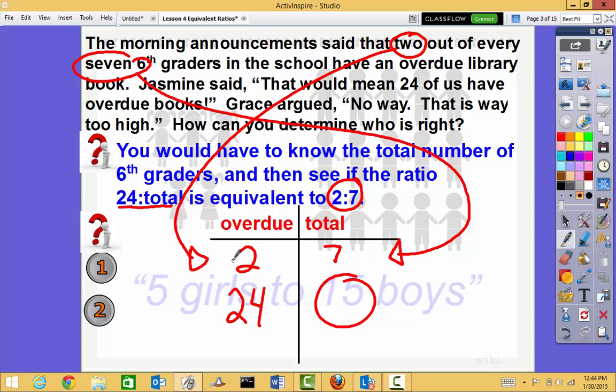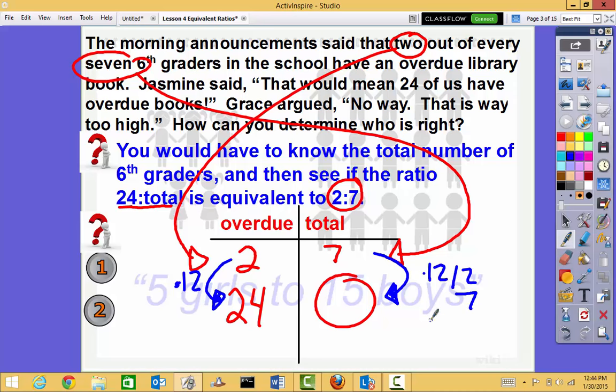How do I get from 2 to 24? What do I have to multiply by? Well, I know 2 times 12 is 24. And then remembering our little saying, whatever you do to the left, you have to do to the right. I have to do the exact same thing. So I look at that top number, and I do the exact same thing. I multiply by 12. What is 7 times 12?